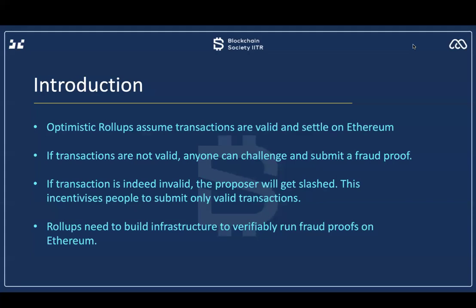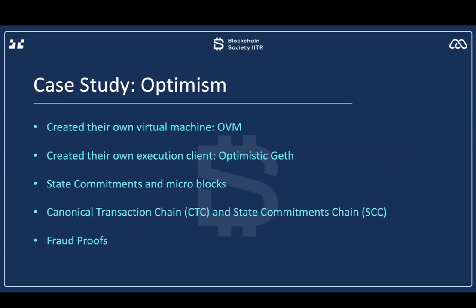So who is the proposer? What does slashing mean? And how do you check if a transaction is valid or not? We are going to learn all of this in this lecture. And rollups need to build a lot of infrastructure to make this possible. So in order to study all of this, we are going to take a case study of Optimism. Optimism is a layer 2 rollup, which, as the name suggests, is an optimistic rollup.